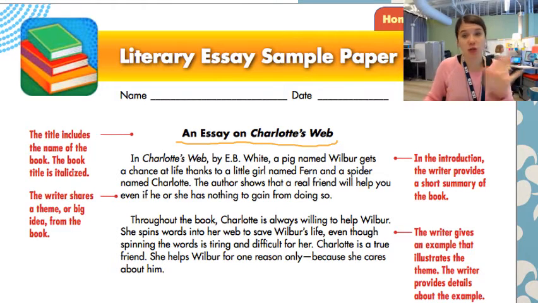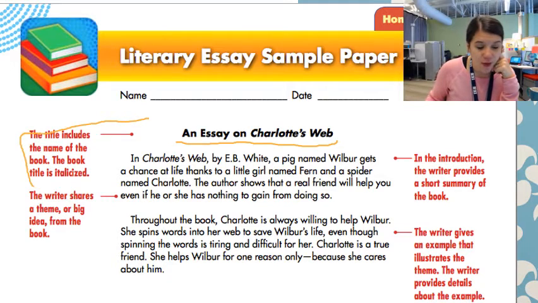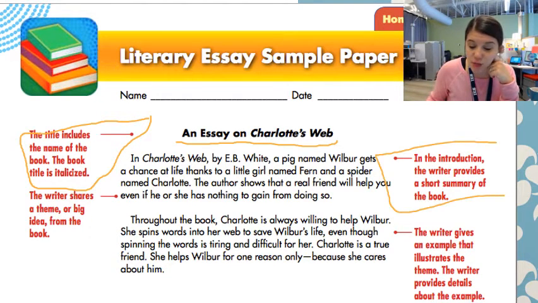Now let's stop and just look at that introduction paragraph a second. Look, the literary essay has a title that includes the name of the book, and the title is italicized. I'm going to be looking for that too. In the introduction paragraph, the writer provides a short summary of the book. Did you see that summary here? It was only a couple sentences long.